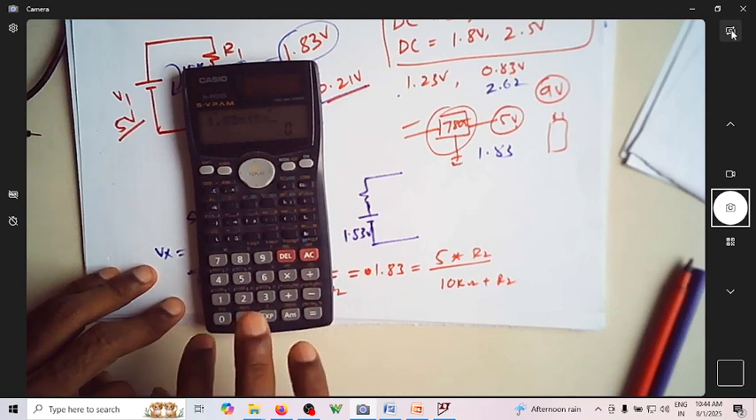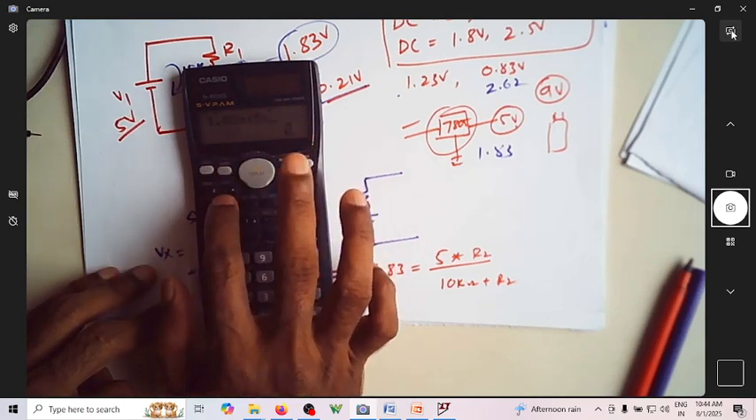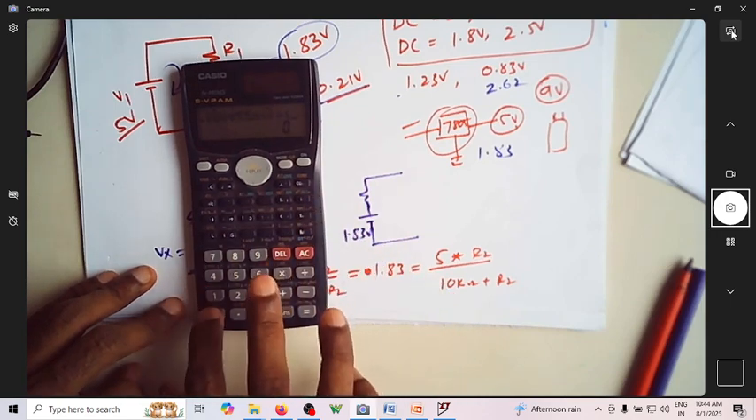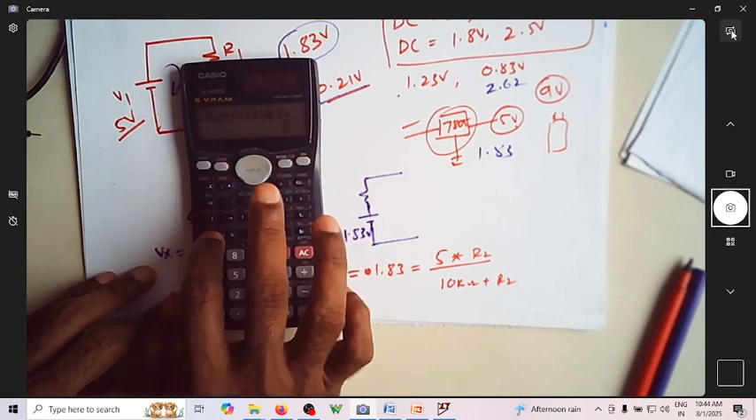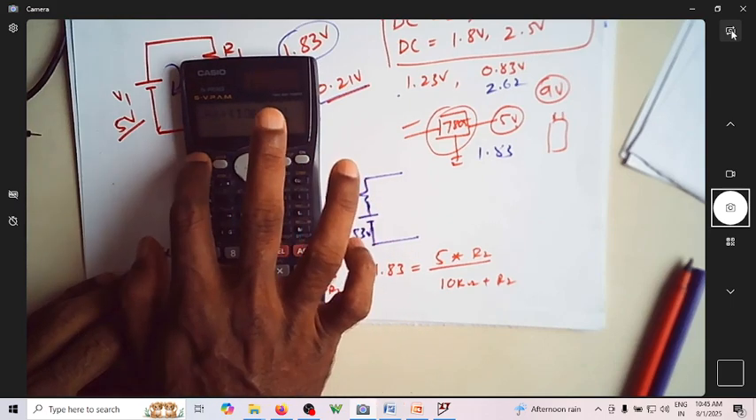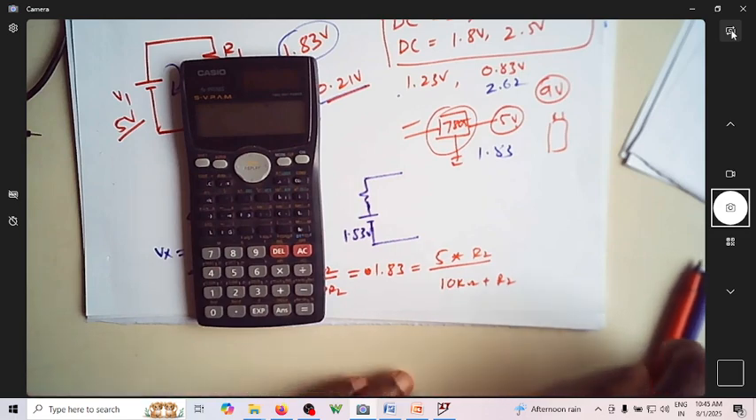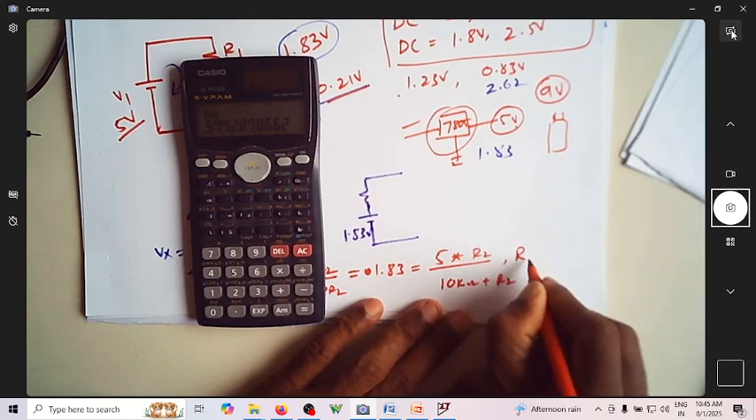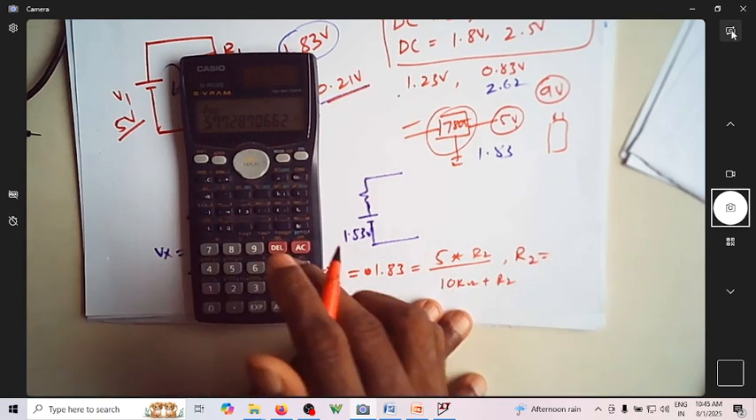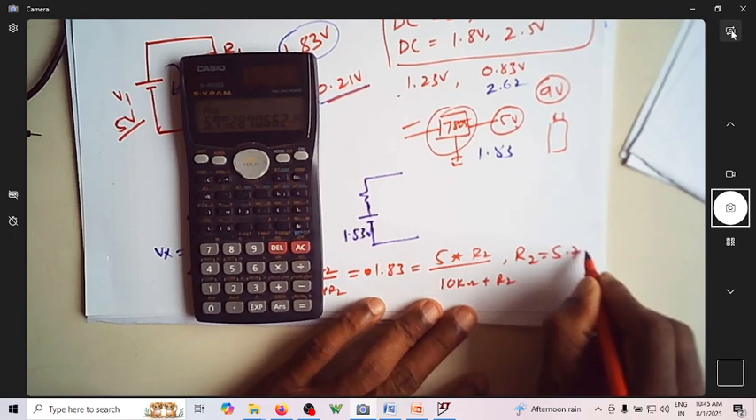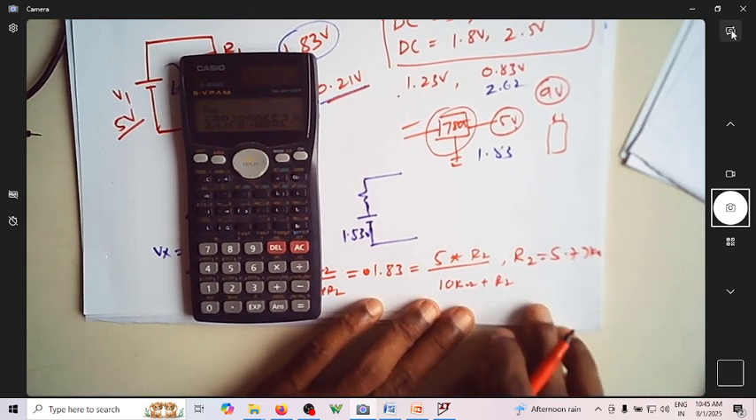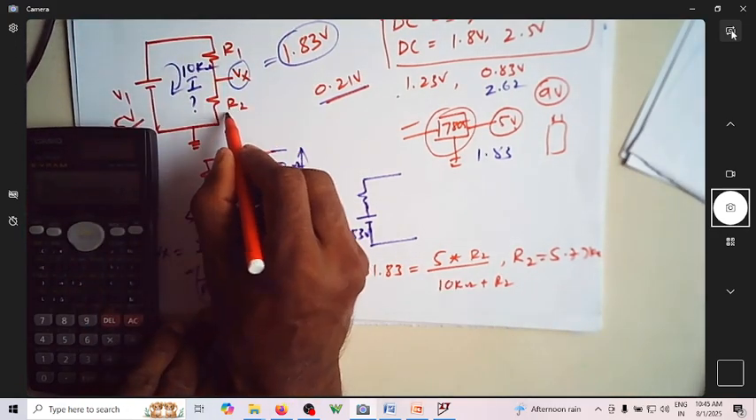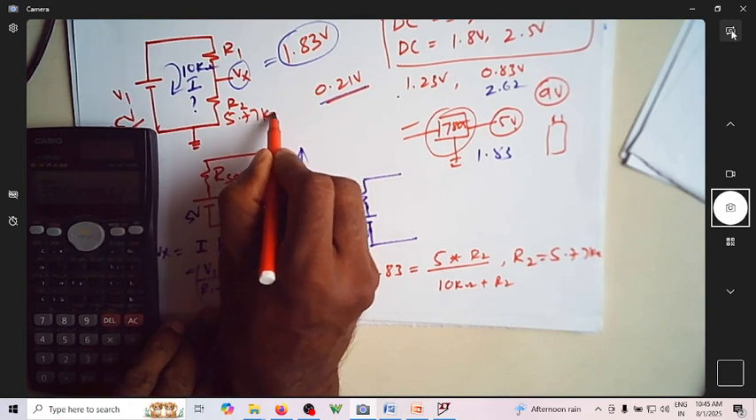open the parenthesis, 5 into alpha A, close the parenthesis, divide by, open the parenthesis, 10 exponential 3 plus alpha A, close it, shift calc. So I'm getting the value of R2 as 5.77 kilo ohm. So this is the resistance of this. So this should be 5.77 kilo ohm.